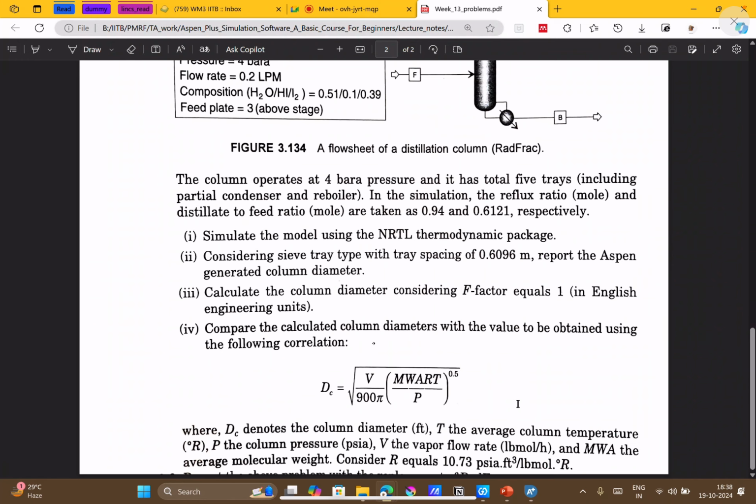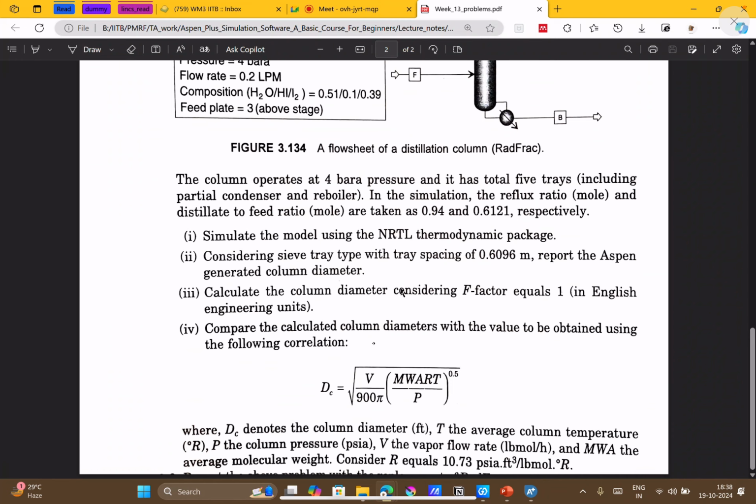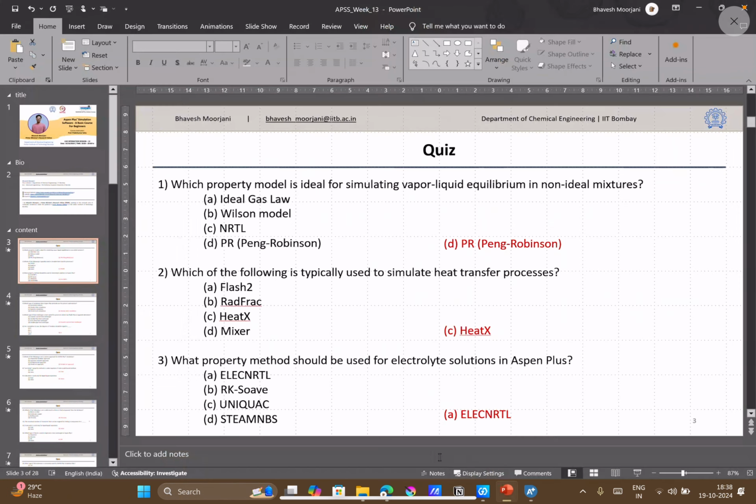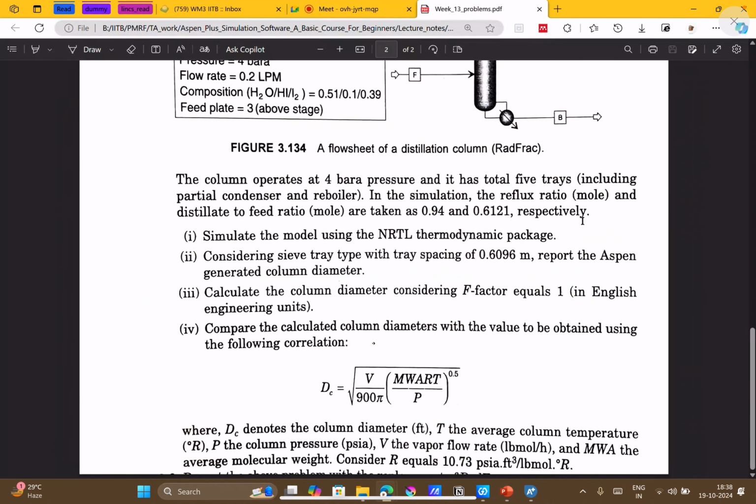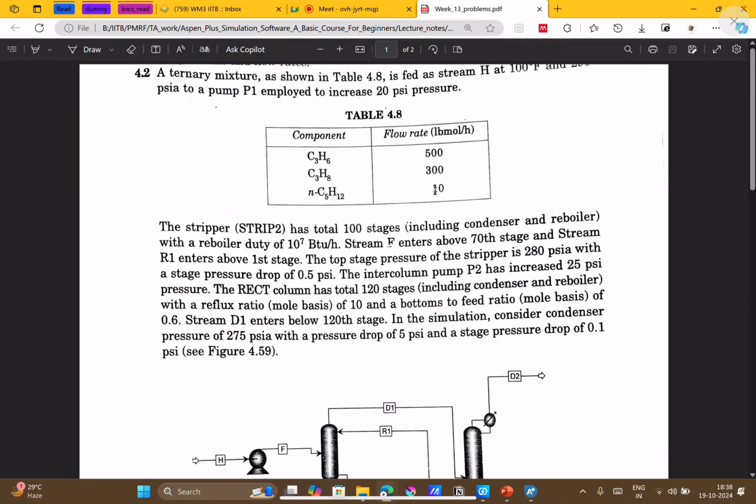So this was the first question. The F factor part I have to verify because I hadn't shown it earlier. So I will just confirm it, and if I find it, I will update it in this presentation which is uploaded on the drive. Okay. So now moving on to the second question, which is again on the separation.